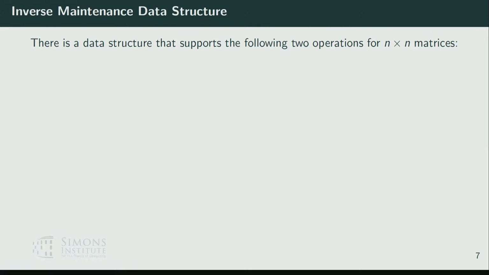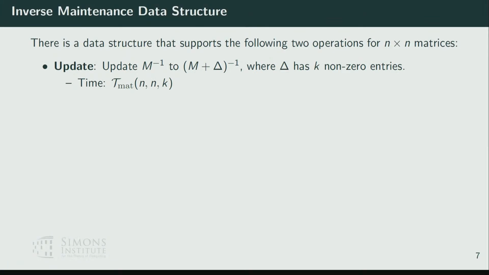So there is a data structure that supports the following 2 operations for n by n matrices. The first operation is an update operation, where we want to update the inverse of M to the inverse of M plus delta, where delta changes k entries. And I claim that this takes T_mat(n, n, k) time, where T_mat denotes the fast matrix multiplication time for multiplying an n by n matrix and an n by k matrix. And I should mention here, inside this notation, the order of the 3 numbers doesn't matter, so (n, n, k) equals (n, k, n) and so on. That's from the literature of fast matrix multiplication, so I will use it pretty loosely in my talk.